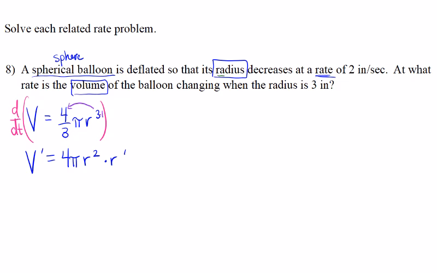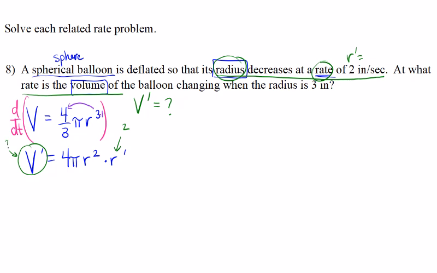So we have the radius decreasing at a rate of 2 inches per second. So that is going to be the rate of change of radius, so r prime equals 2. So we're going to put a 2 in here. Then it says at what rate is the volume changing? So the rate of change of volume is going to be v prime. That's what we don't know, that's what we're solving for. And then it says when the radius is 3. So that's when r equals 3.